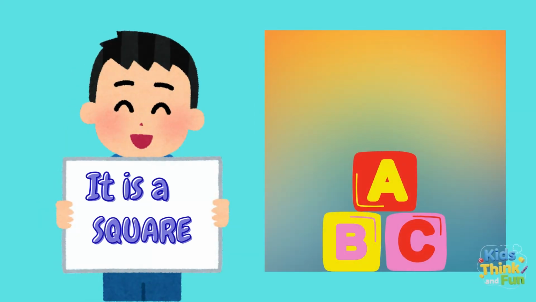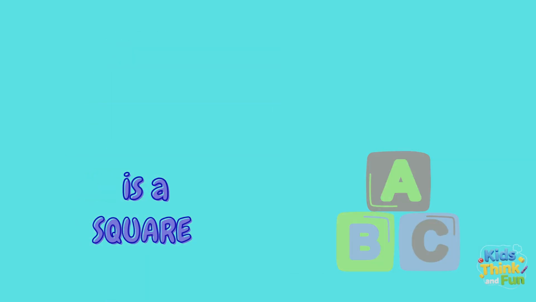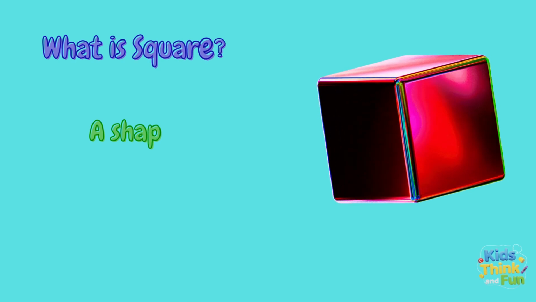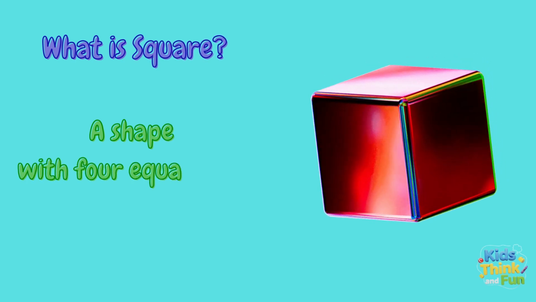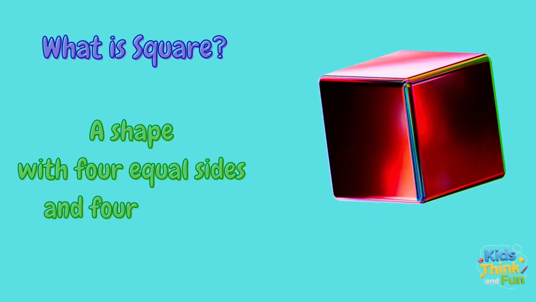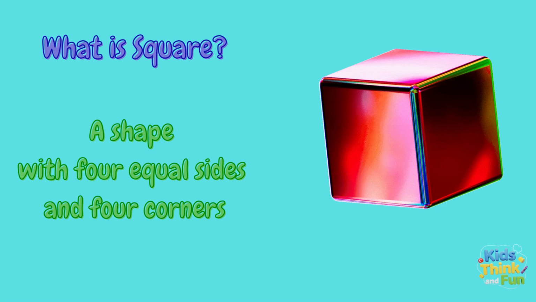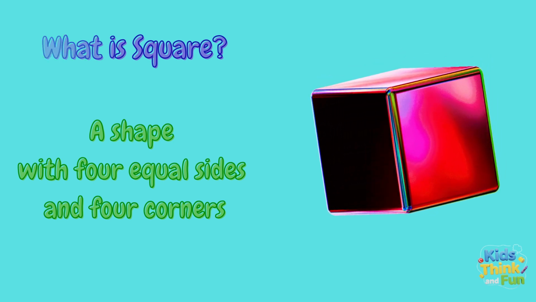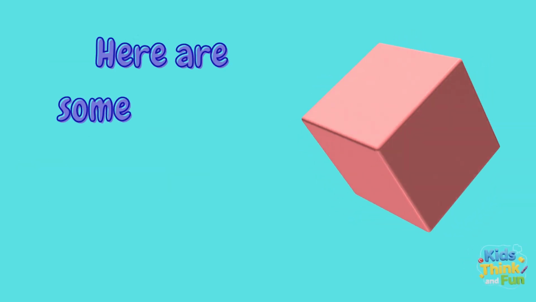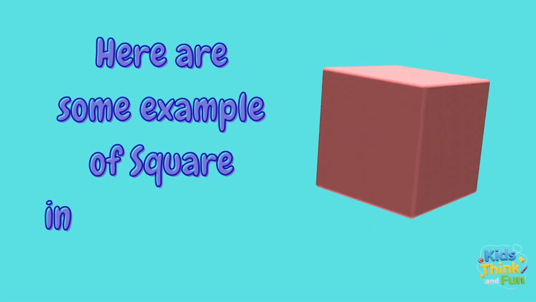Let's talk about the fourth shape. It is the square shape. What is a square? A shape with 4 equal sides and 4 corners is called a square shape. Here are some examples of square in daily life.